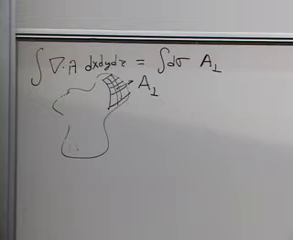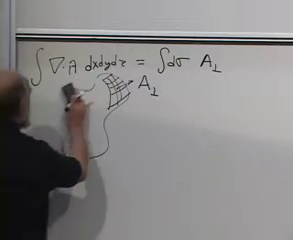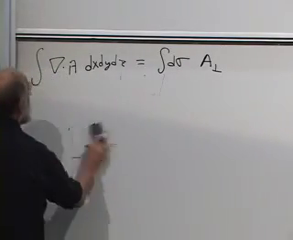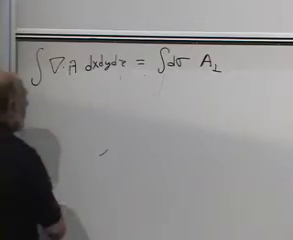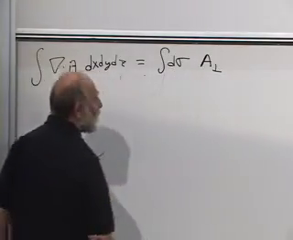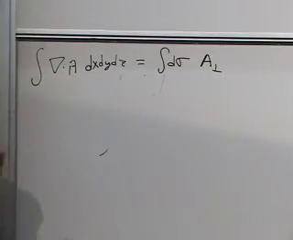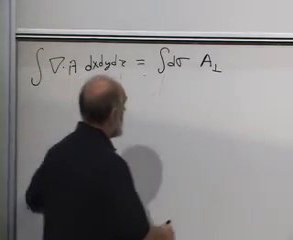Let's just isolate Gauss's theorem now. The integral over a volume of the divergence of A is equal to the integral over the surface of the component of A perpendicular. Now, that's Gauss's theorem.